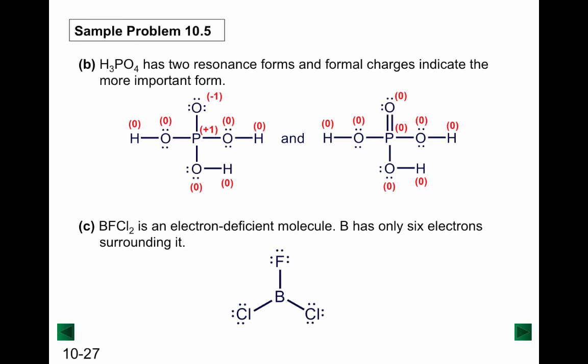Please work through the Lewis structure for BFCl2 on your own before moving on to the next slide. Hopefully what you will find is that the Lewis structure for BFCl2 is very similar to the Lewis structure for boron trifluoride. If you have any questions or concerns, let me know.